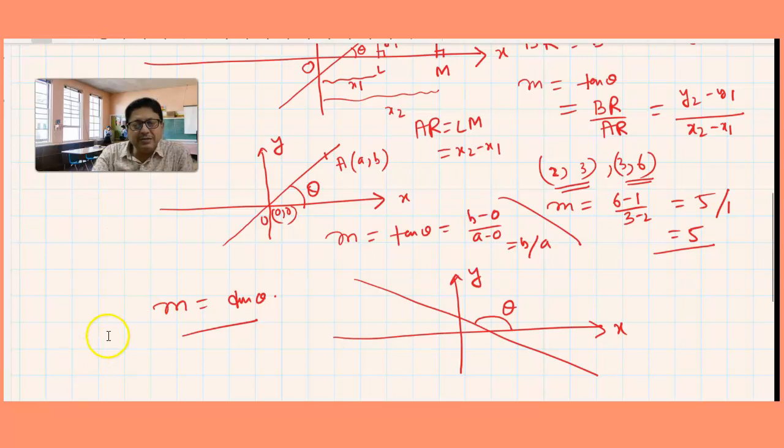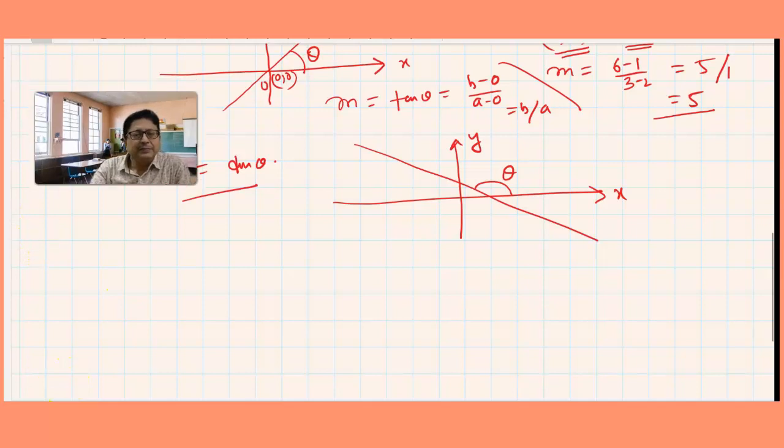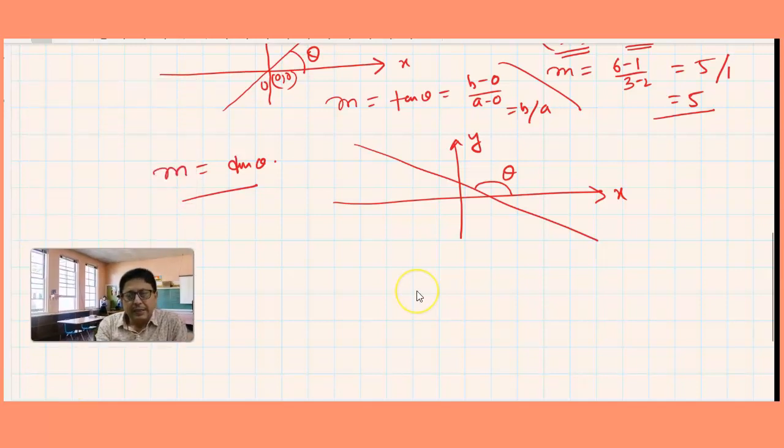Sometimes a problem may arise in this manner. What is the slope of a line which makes an angle, say 30 degrees, with the positive y-axis?